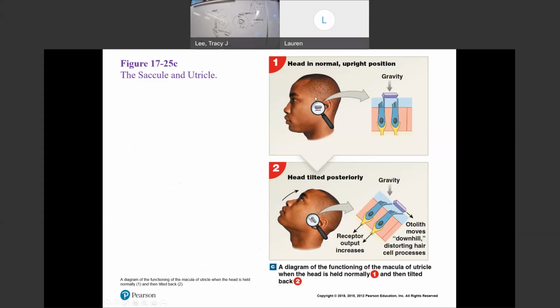All right, so this shows an example. His head is normal. His little mat is straight. All of his crystals are just sitting straight down. Nothing's bending. As soon as he tips his head, the gel all sloshes to that end and the crystals all slosh to that end, and they bend these hairs and they send the action potential. They're using mechanically gated ion channels.